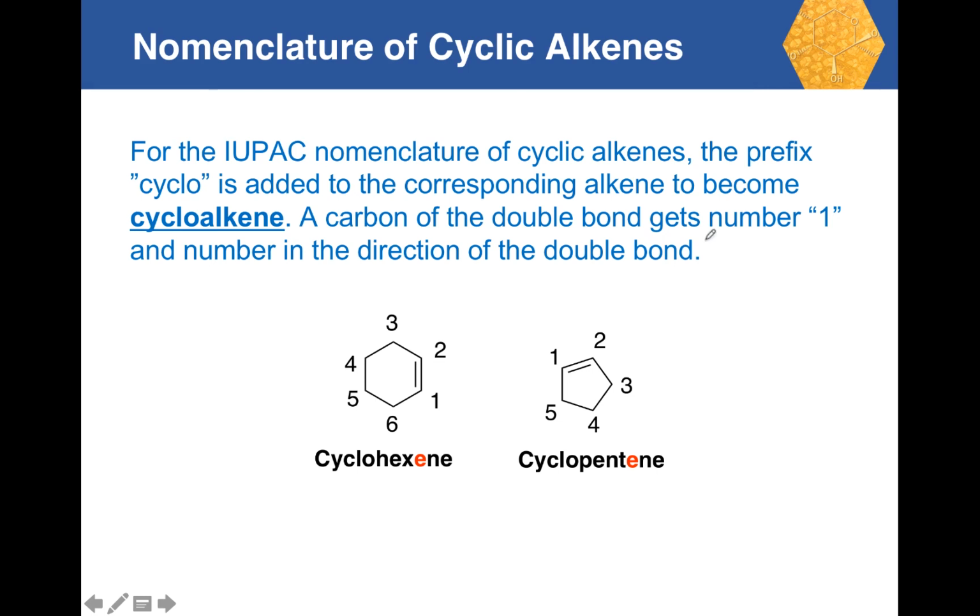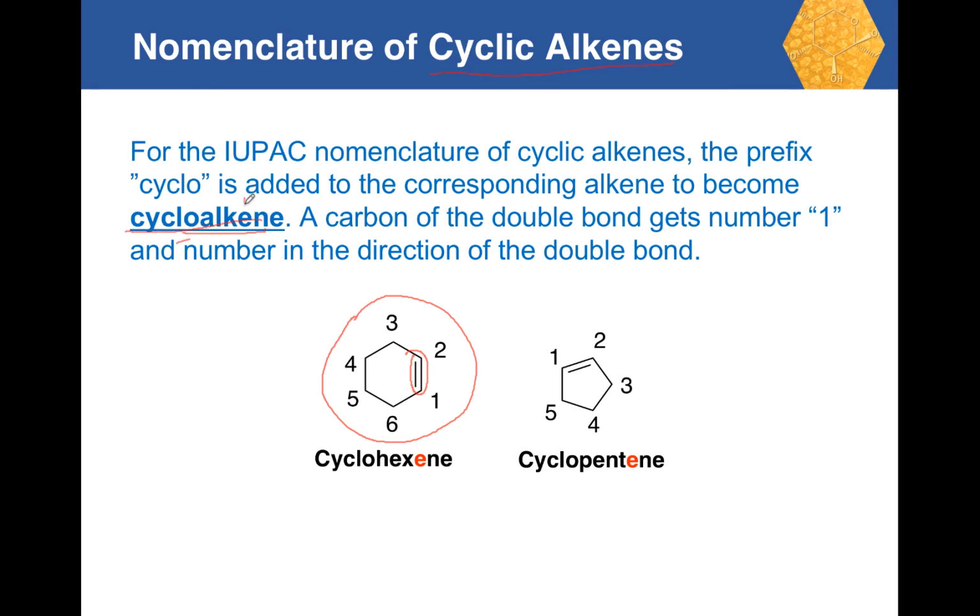Let us turn our attention now to cyclic alkenes. Cycloalkenes. How do we name that? Pretty straightforward. First of all, you have to have a ring, as we have here, and you'll have to have a double bond to have a cycloalkene.